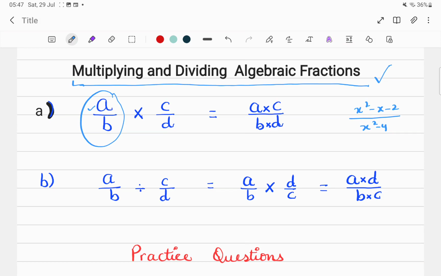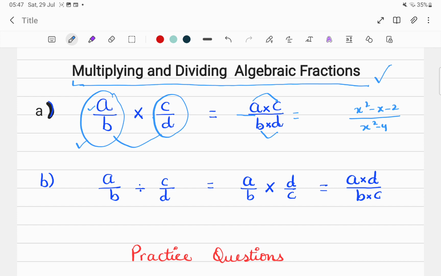Whenever you have an algebraic fraction a over b multiplied by a second algebraic fraction, c over d, we can write the numerator parts together with the multiplication sign. So a will be multiplied by c, a times c, is the whole numerator. You can multiply the denominators together and form a complete denominator as b times d. This is the whole process we are going to follow to multiply two algebraic fractions.